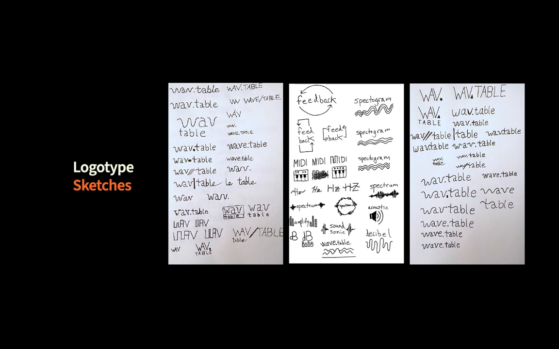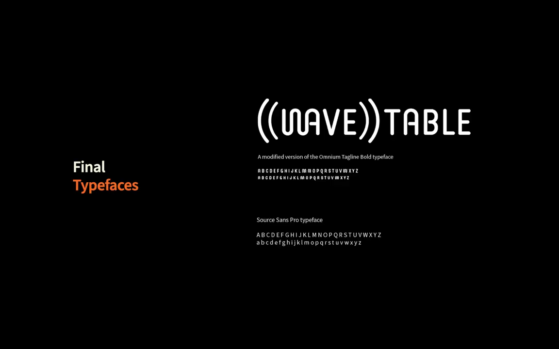In the beginning of my project and process, I focused on creating the identity of the app with logo type sketches and iterations. I played around with the idea of somehow using waveform shapes to create letter forms, and eventually created the final logo type. I also decided on a typeface for the body text. The logo type uses a typeface called Omnium Tagline, which has been modified by me to create a ligature, and the body text uses a sans serif typeface called Source Sans Pro, which is the first open source typeface created by Adobe.